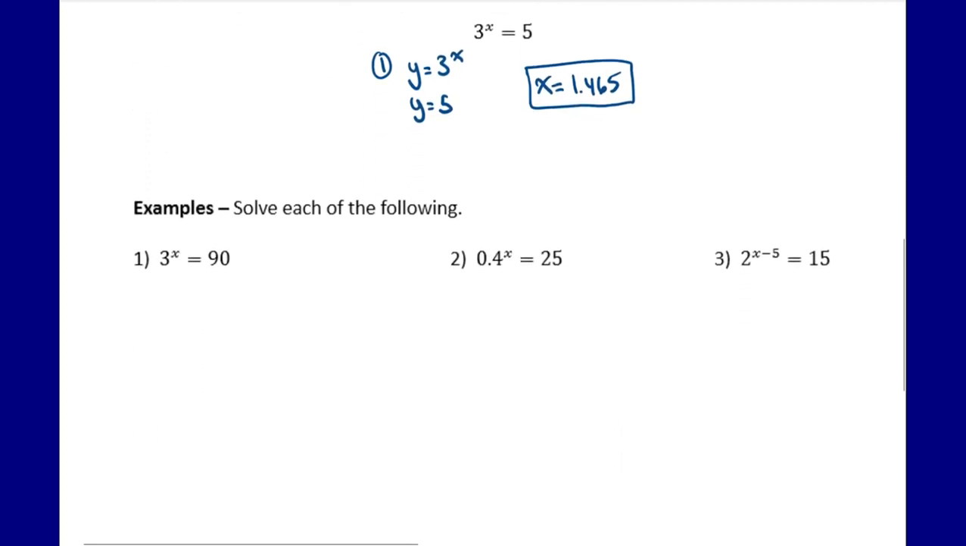So let's go through and solve each of the following. I'm going to start with the first one. I'm going to come up with the two equations: y equals 3^x and y equals 90. I'm going to plug both of these into Desmos.